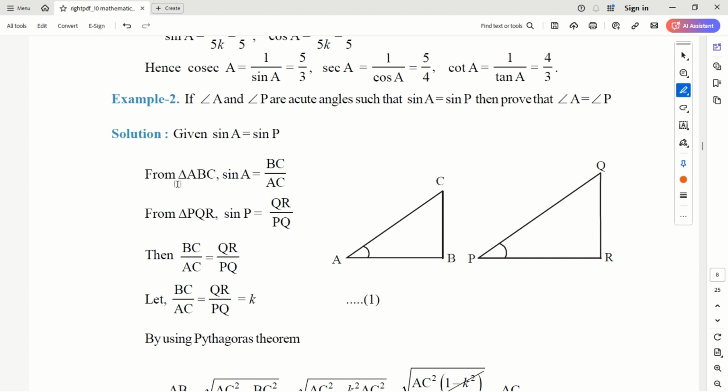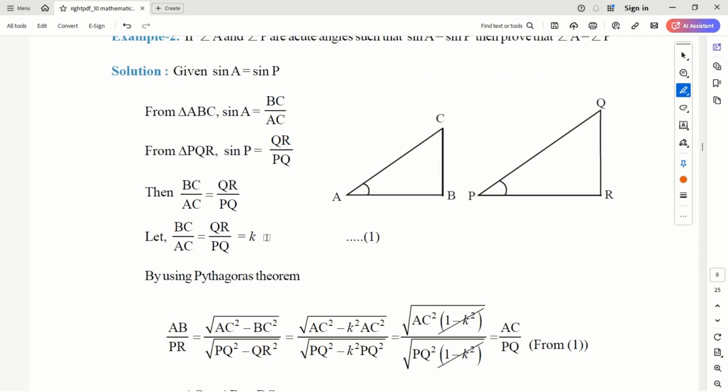Okay, in triangle ABC, sin A equal to BC by AC. Correct. Sin P equal to QR by PQ. Now it is given that these two are equal, correct? So BC by AC equal to QR by PQ. Let's assume that this ratio is k. Okay. Now by using Pythagoras theorem, AB by PR equal to, AB is nothing but square root of AC square minus BC square, and PR is nothing but square root of PQ square minus QR square.